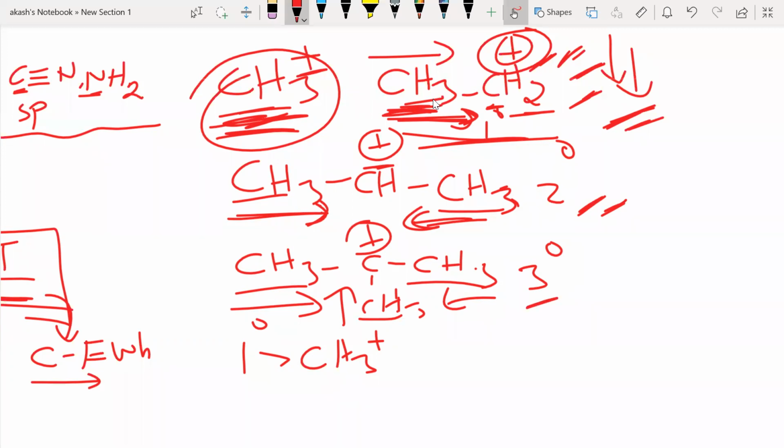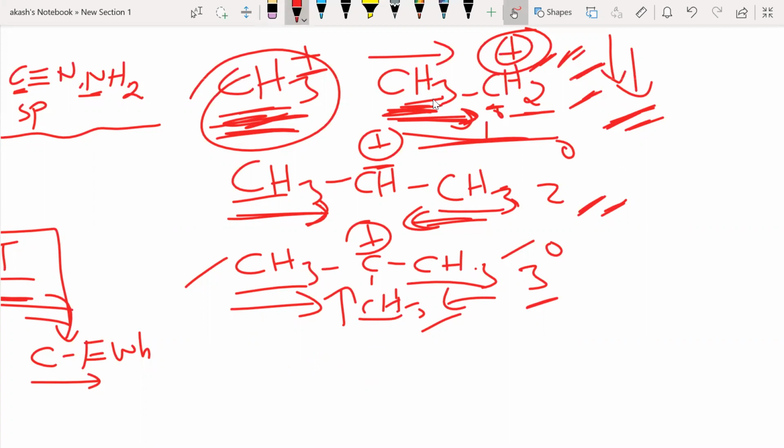When I go for tertiary, that is going to have still lesser positive charge because I have three electron donating groups. So where do I have the least amount of positive charge? It is in tertiary, a little higher in secondary, a little higher in primary, and the maximum amount of positive charge is with the methyl carbocation. So keeping all this in mind, I can directly give you the stability order of primary, secondary, tertiary, and methyl.